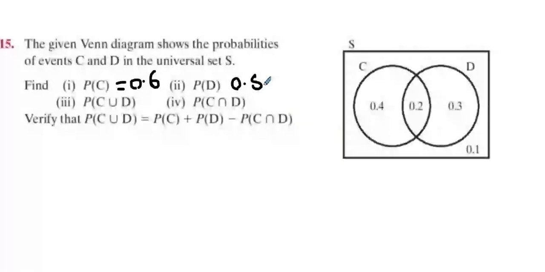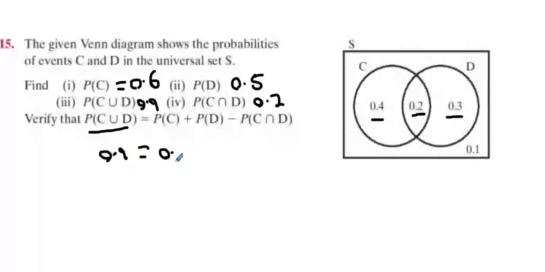0.5. Okay. C union D. That's C or D, so you have to add all three together. 0.9. Yeah. And then C intersection D, the middle, 0.2. Now, verify the following. Okay, what's the answer for that one again?